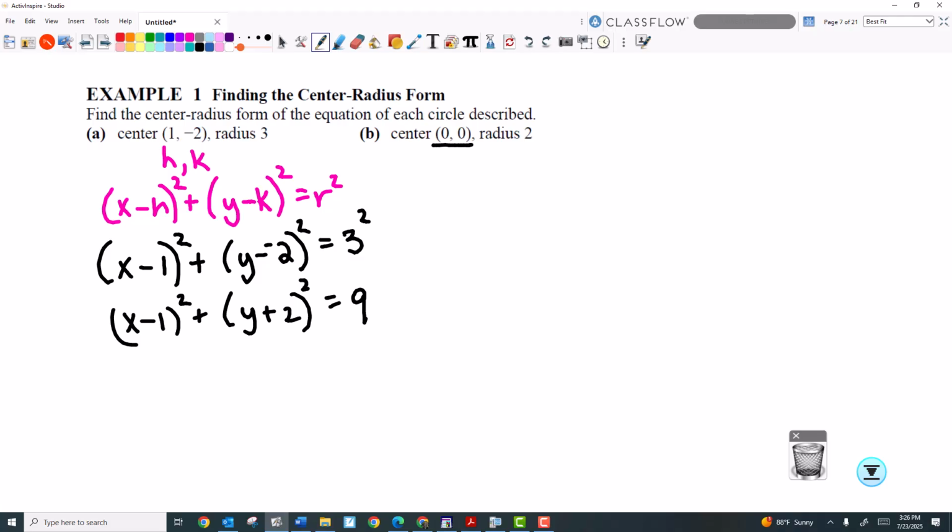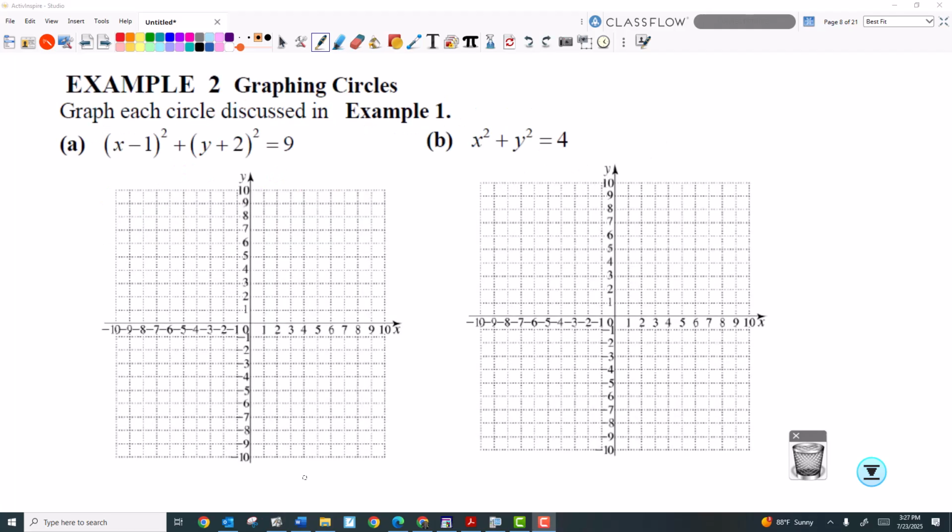So this one, the center is 0, 0, so it's just x squared plus y squared equals r squared, which will be x squared plus y squared equals 4. Okay, now we're going to work backwards. So we're going to find the vertex and the radius.